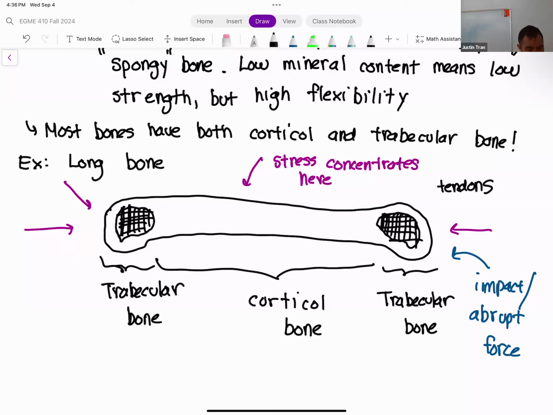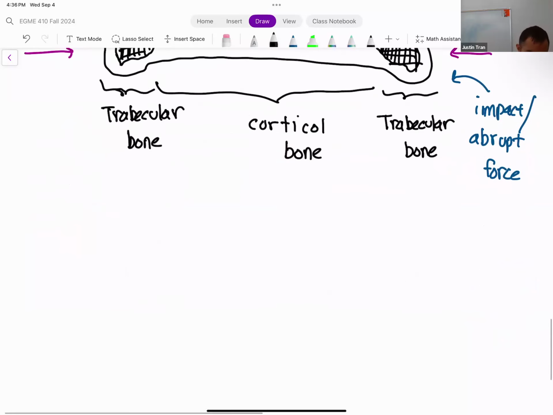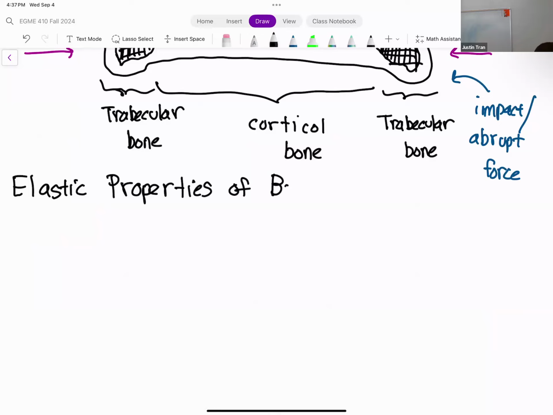So while we're on the subject of material strength, let's talk briefly about the elastic properties of bones. In this section, we're going to compare how we quantify, how we measure the elastic properties of bones relative to a typical engineering material like aluminum and so forth. Okay.